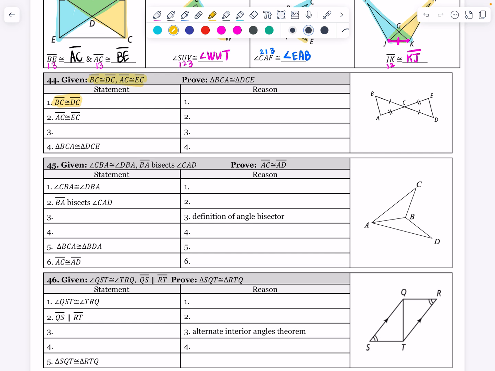BC and DC are congruent. AC and EC are congruent, and then I want to make sure I go ahead and write the word given so I get those free points. That was given to me.